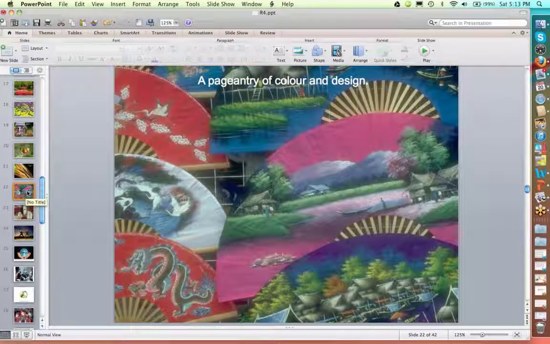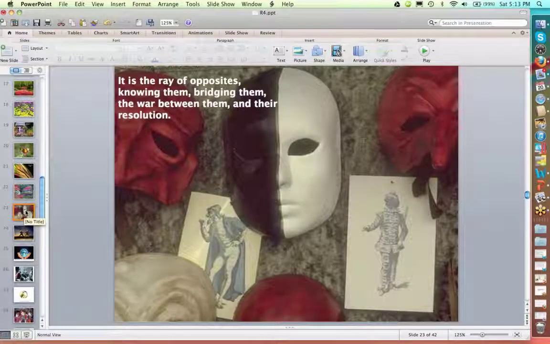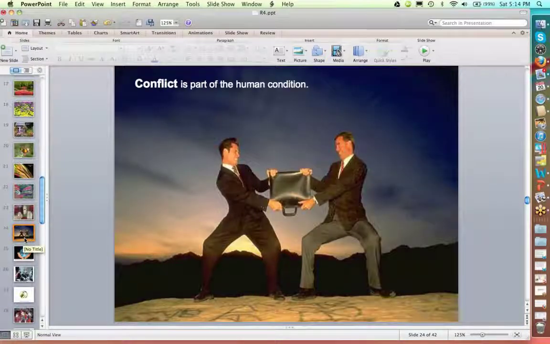Now we come to another quality. It's the ray of pageantry and design. And it's the ray of opposites. Knowing them, bridging them, it's the war between them, and finally their resolution, their harmony, or their coming together in a form of at-one-ment. Conflict is part of the human condition. You can't get away from it.